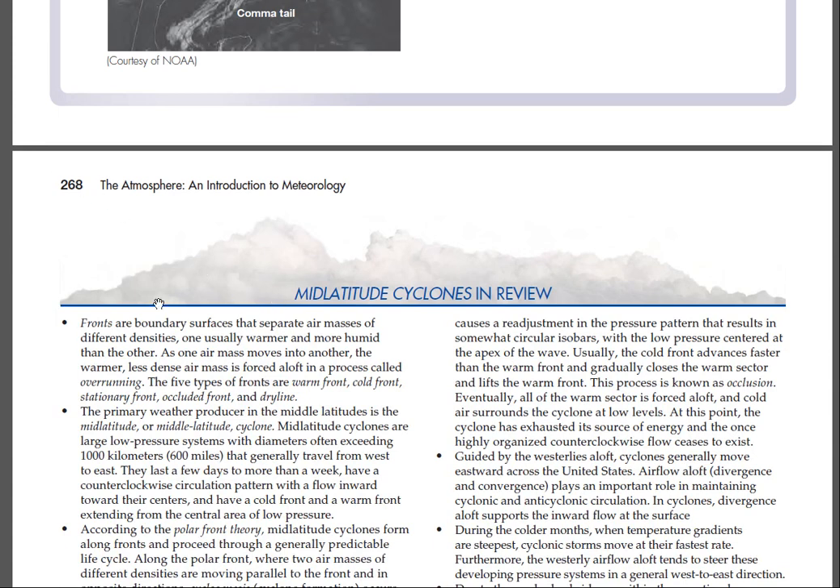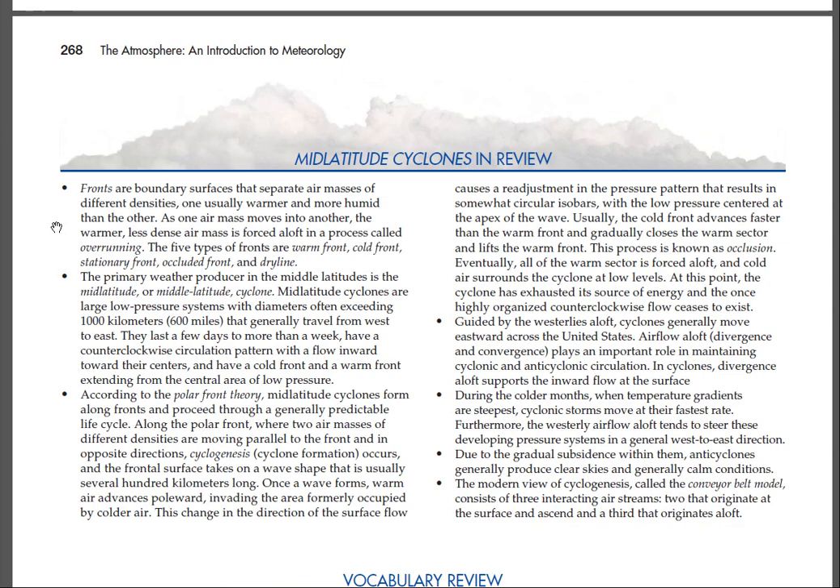Mid-latitude cyclones in review. Fronts are boundary surfaces that separate air masses of different densities, one usually warmer and more humid than the other. As one air mass moves into another, the warmer, less dense air mass is forced aloft in a process called overrunning. The five types of fronts are warm front, cold front, stationary front, occluded front, and dry line.